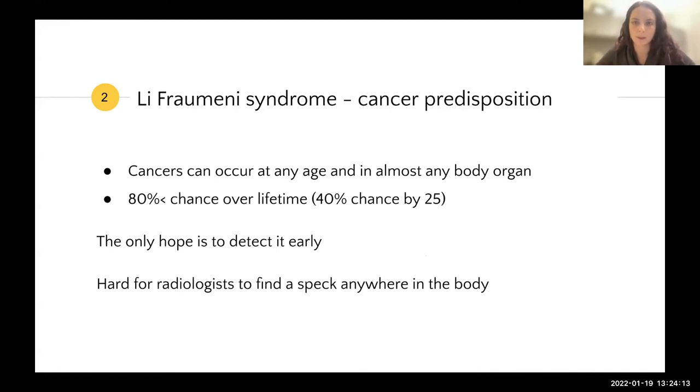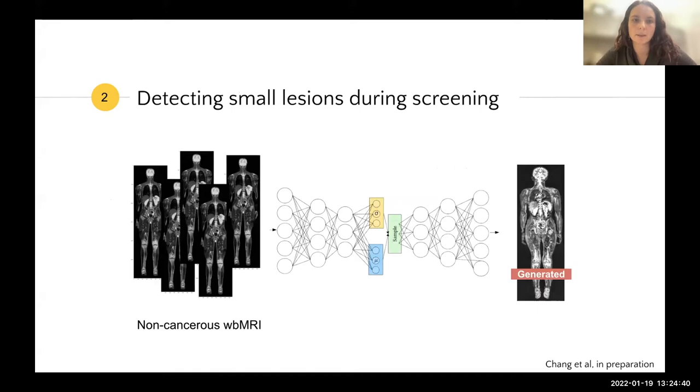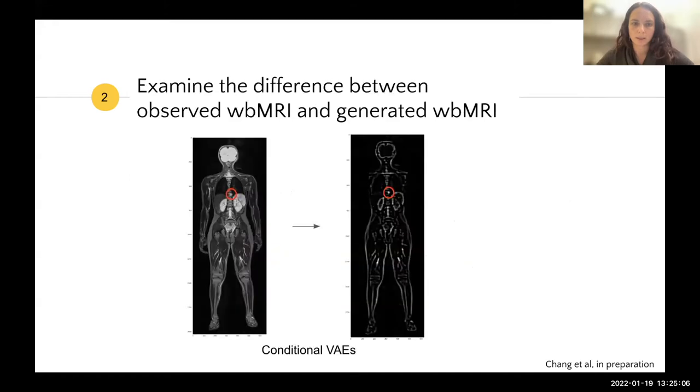What this also means is that because it's a cancer predisposition syndrome, it's also fairly rare. So they don't work with whole body MRI modality, and there are not a lot of images. And as you probably know, for AI and machine learning, it's really difficult to learn from limited data sets. So what we have done is we have taken a lot of the healthy whole body MRIs without the cancer lesions, and we have built a system that can help us to generate more simulated whole body MRI images that we can later use to augment our data and to make a prediction.